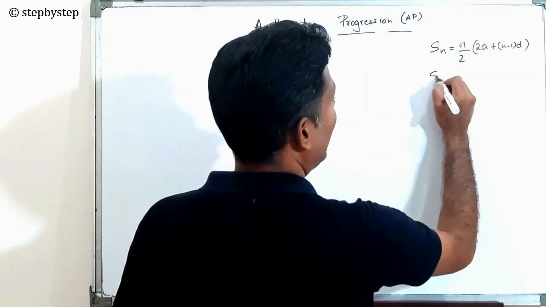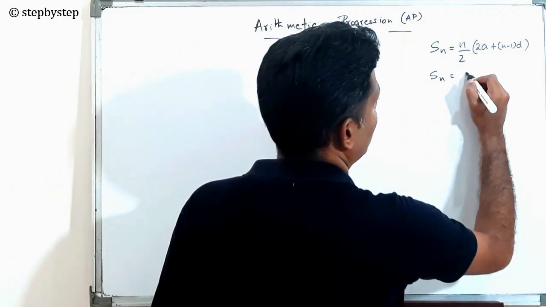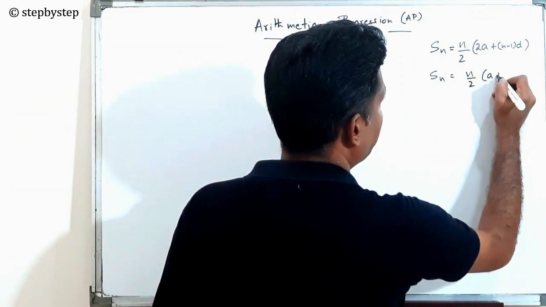This is one, and the other formula is also for S_n, that is the sum of n terms: n by 2 into (a plus L).